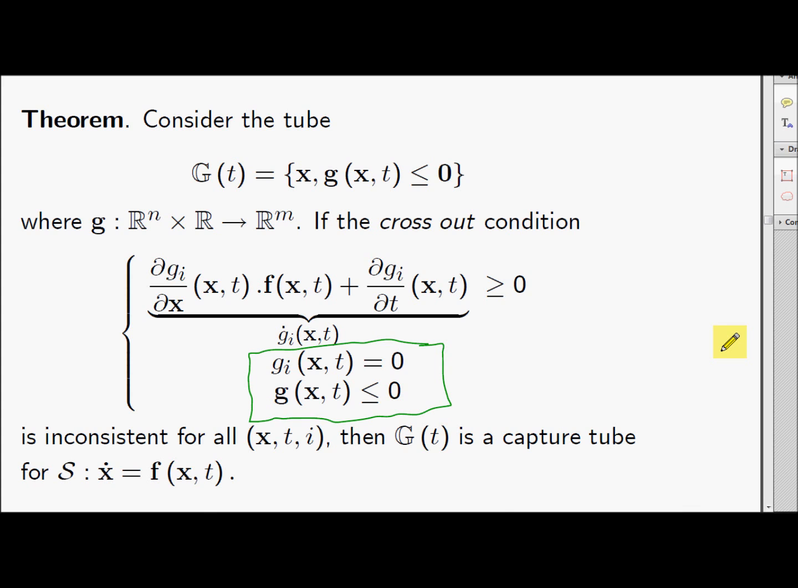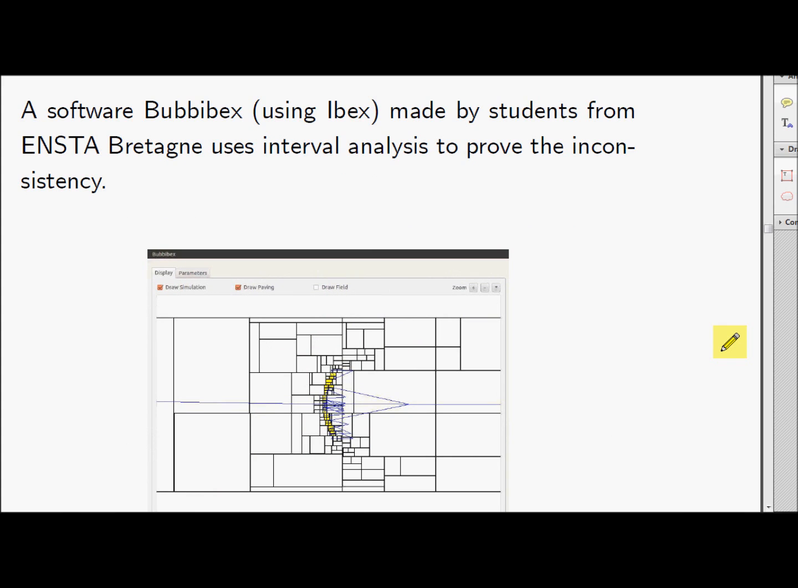So, with Vincent Doze, Stéphane Le Menec, and students from Bretagne, we made a software named BubiBex, like Bubble and Ibex, because it is an interval tool. We use a contractor programming tool, mainly made by Gilles Chabert, to be able to prove that we have a capture tube. But of course, we need some inequalities for the candidate tube.